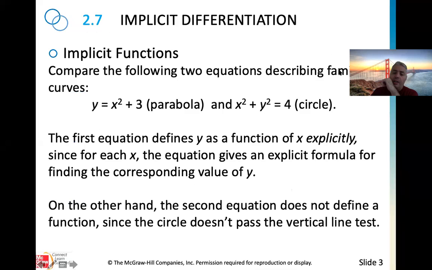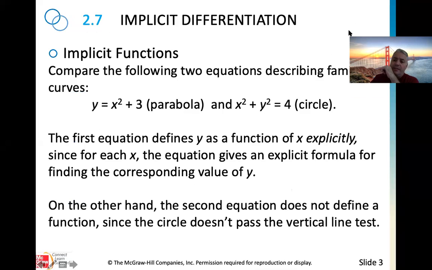Now we have implicit function. So first of all, what is the meaning of implicit function? Let me talk about this. Implicit function is this, simply.